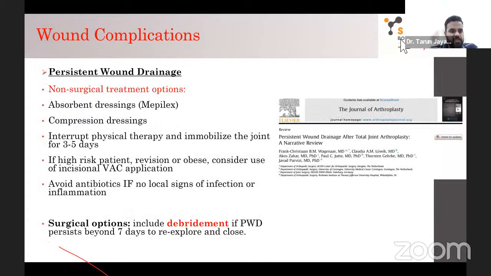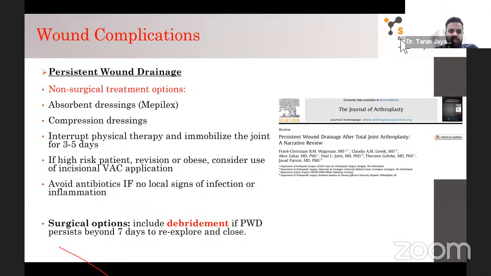So how do you manage patients with persistent wound discharge? Again, we use absorbent dressings like Mepilex. You can always use compressive dressings to stop the soakage. If the patient is having excessive wound soakage, do not hesitate to stop physical therapy for a few days till the wound drainage stops. In high-risk patients, revision or obese patients, you can also consider the use of incisional VAC application. And again, one point to be noted is avoid antibiotics if there are no local signs of infection or inflammation.